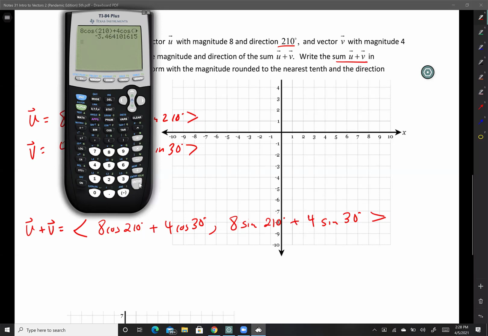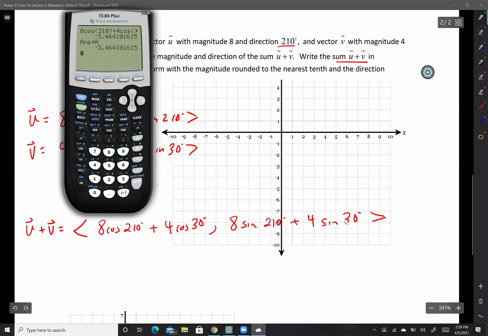Does everyone have this number, negative 3.4641? I see 2 nods, 3 nods. Okay, I guess that's enough. Here's how you do it, guys. I have this number, and I'm going to store it to A. I like to go in alphabetical order. Store alpha A. Why are you storing it? You're going to see in a little bit. There it is, it's stored to A.